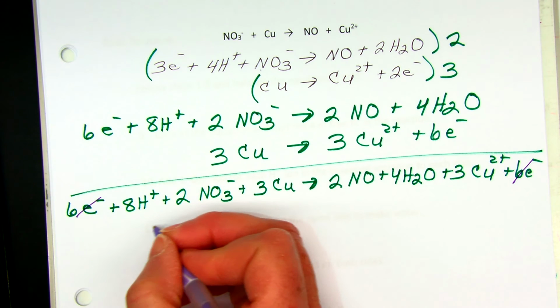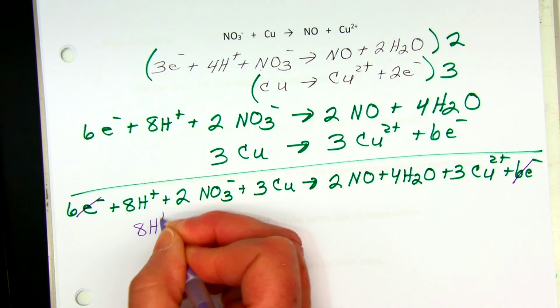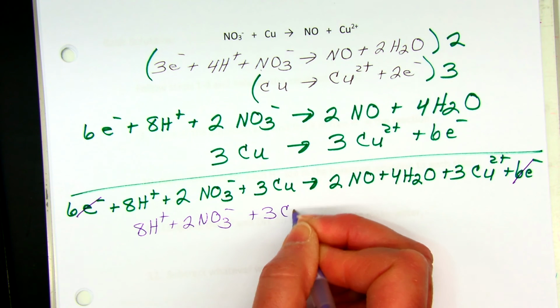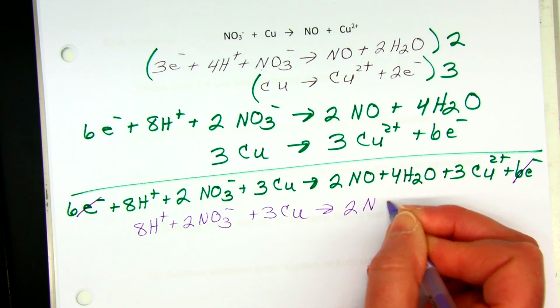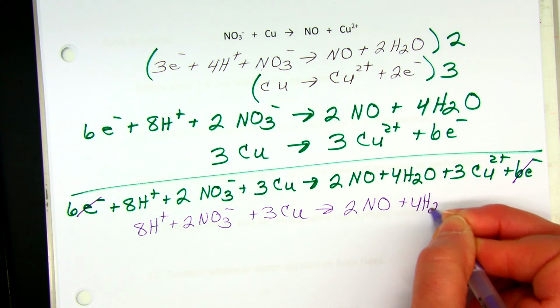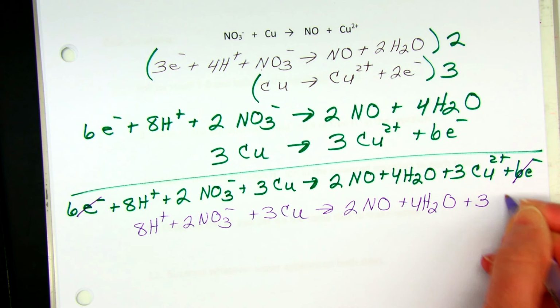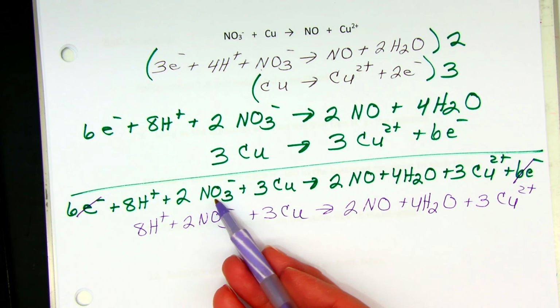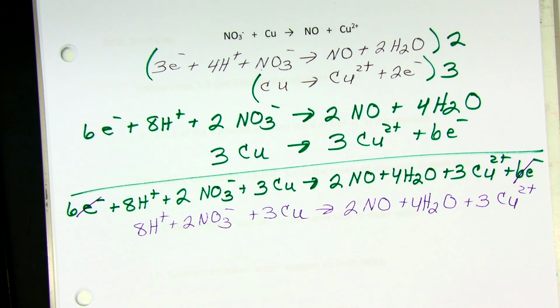So now we can rewrite our balanced equation. 8 hydrogen ions plus 2 nitrates plus 3 copper yields 2 NO plus 4 waters plus 3 copper 2+. Does this chemistry look familiar to you? It's what we did in lab. That NO gas is that brown nasty gas. Copper 2 ions are blue, remember? The nitrate came from nitric acid, the concentrated stuff.